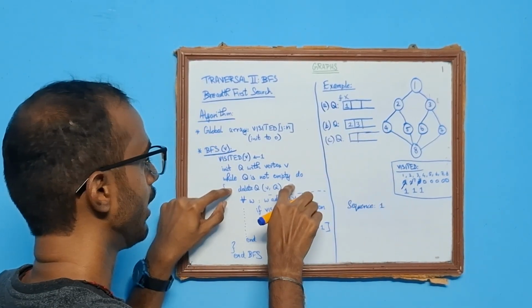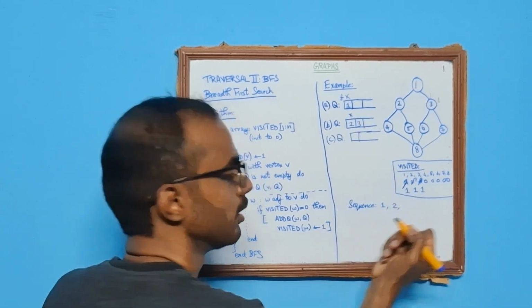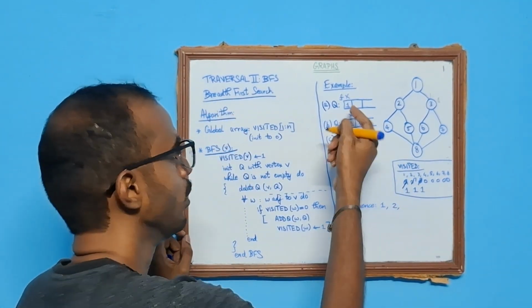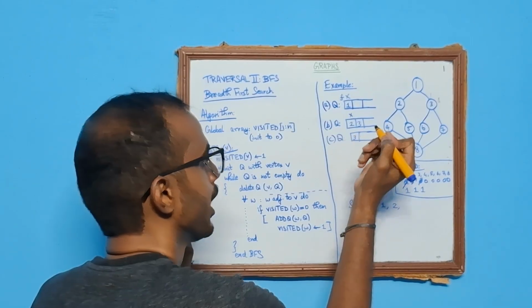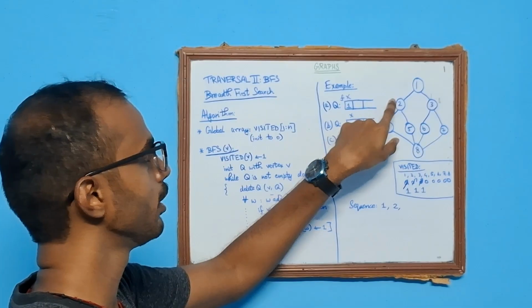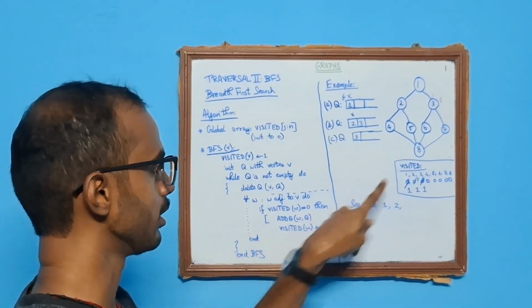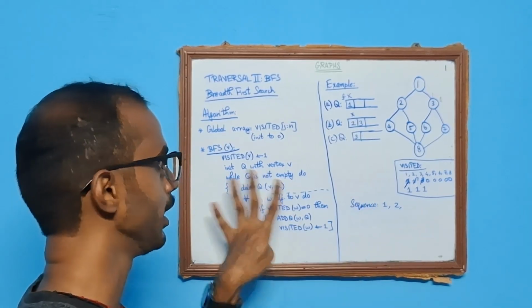Because I've deleted 2, it will be out of context here, so it will come out as 2. Now there will be 3 in the queue, and then the neighbors of 2. So now go to the neighbors of 2. 1 is a neighbor, but this condition is not satisfied. 1 has already been visited, so we are leaving that.